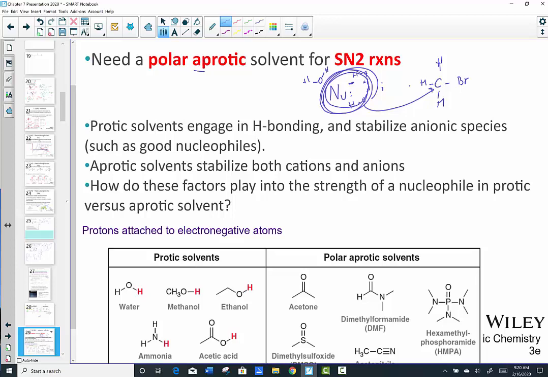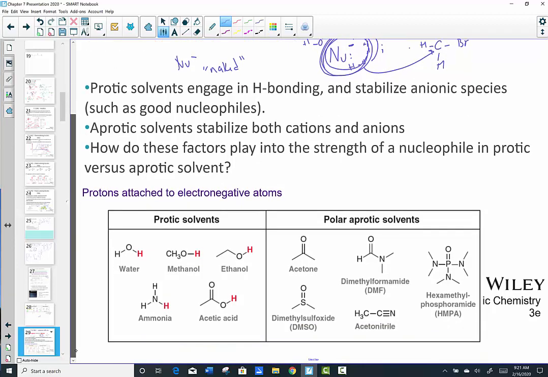So aprotic solvents are selected on purpose to keep the nucleophile naked. In other words, I want the nucleophile to not be surrounded by the solvent as a protonated solvent would do. Since protic solvents engage in hydrogen bonding, they would surround the nucleophile and actually prevent possible collisions, and that's what we're hoping to have in an SN2. We need a collision to force the leaving group to leave. Aprotic solvents stabilize both cations and anions, but not through hydrogen bonding. So this is what we need to promote collisions.